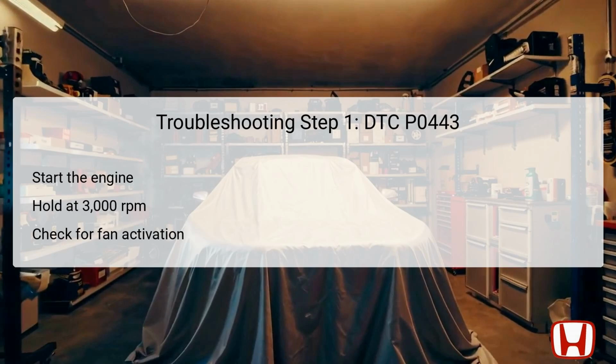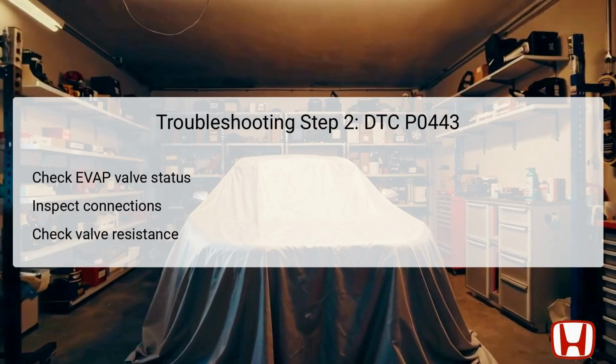In the second troubleshooting step, disconnect the 2P connector from the EVAP canister purge valve. This step is crucial to isolate the component for inspection. After disconnection, check the resistance across the male terminals of the connector while in the IG mode. A normal reading should indicate a resistance of about 23 to 26 ohms at room temperature.